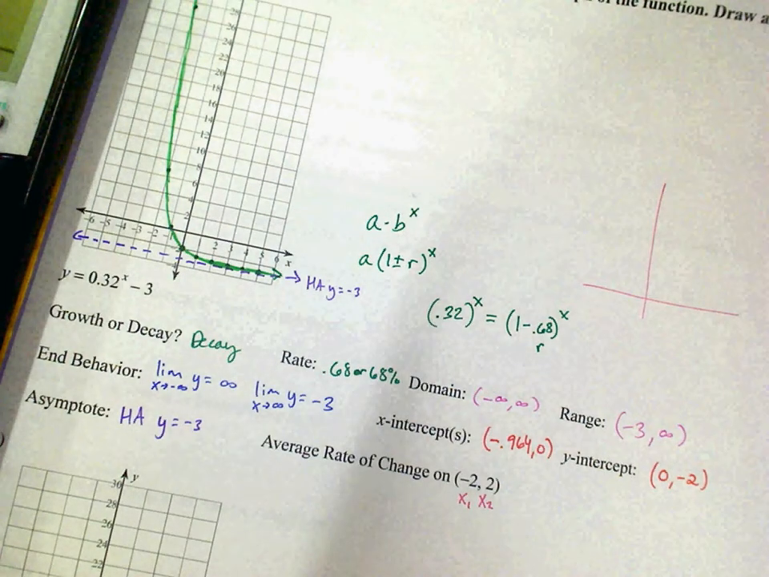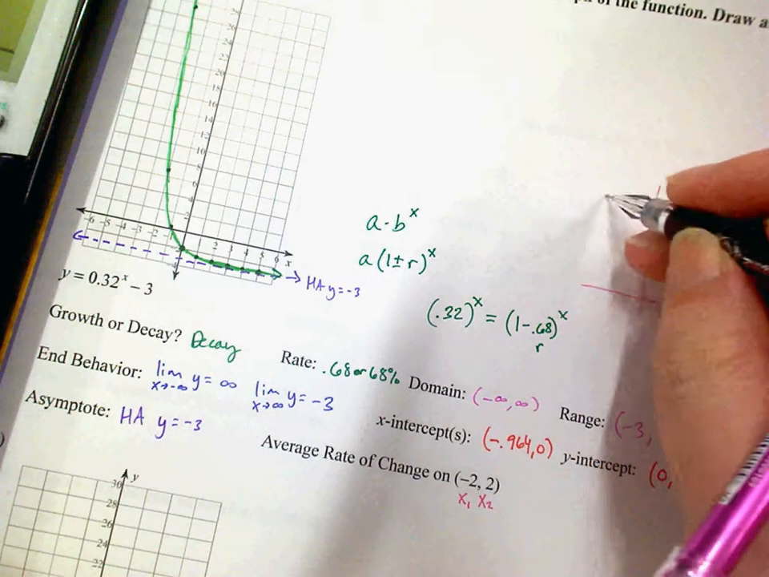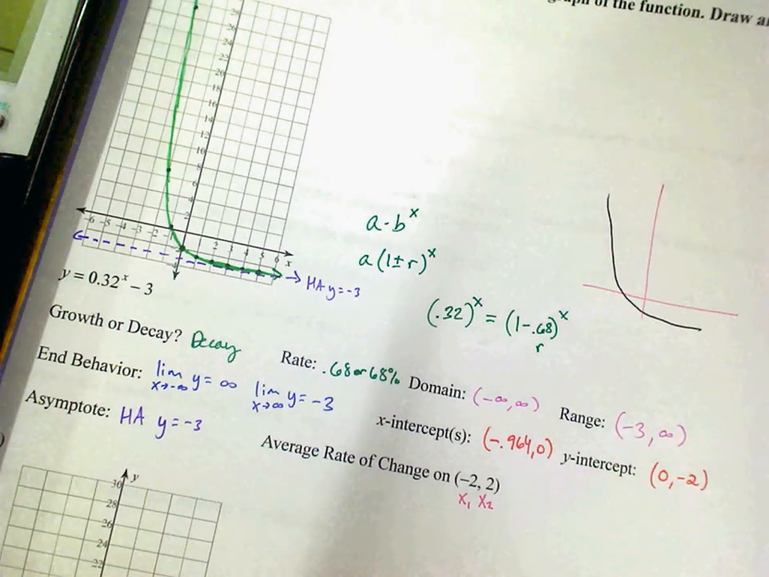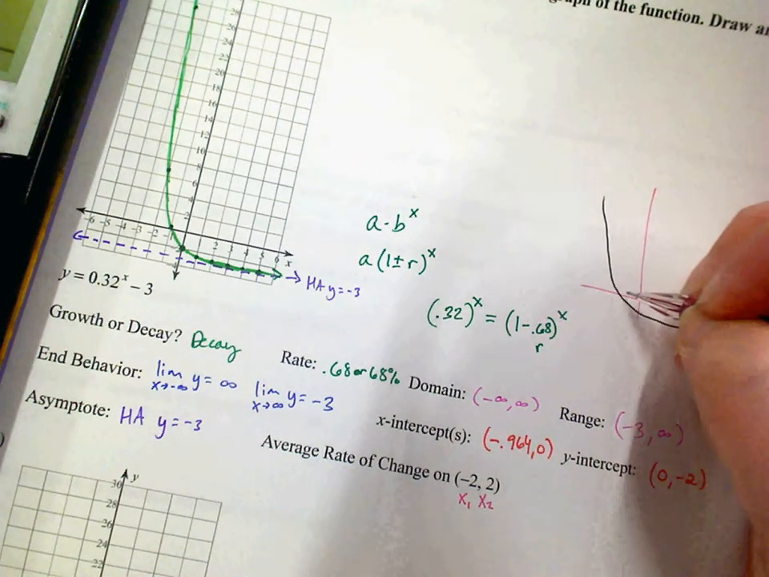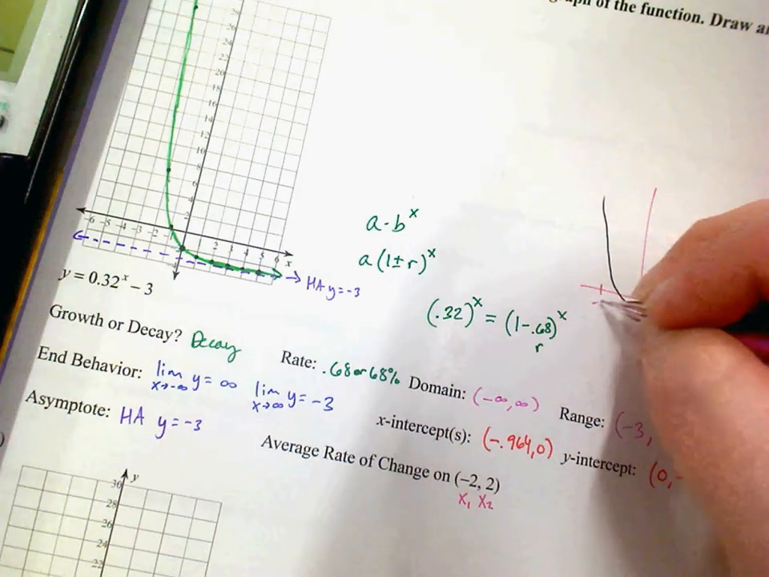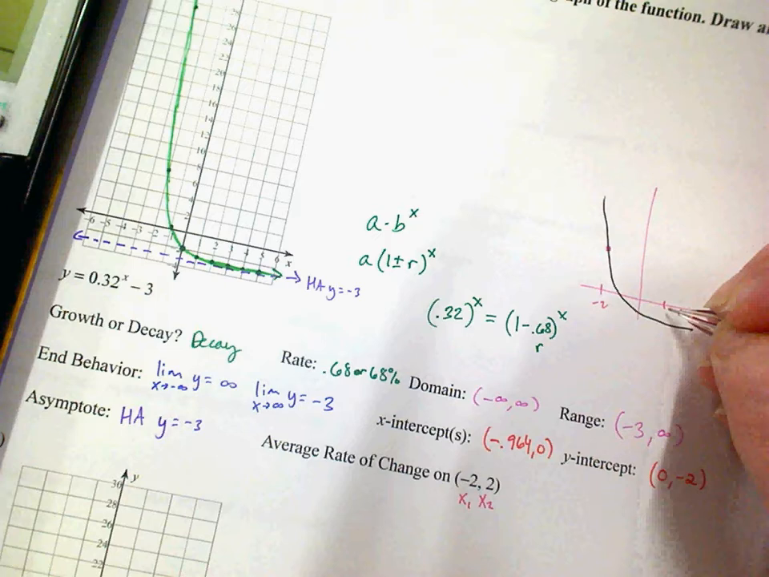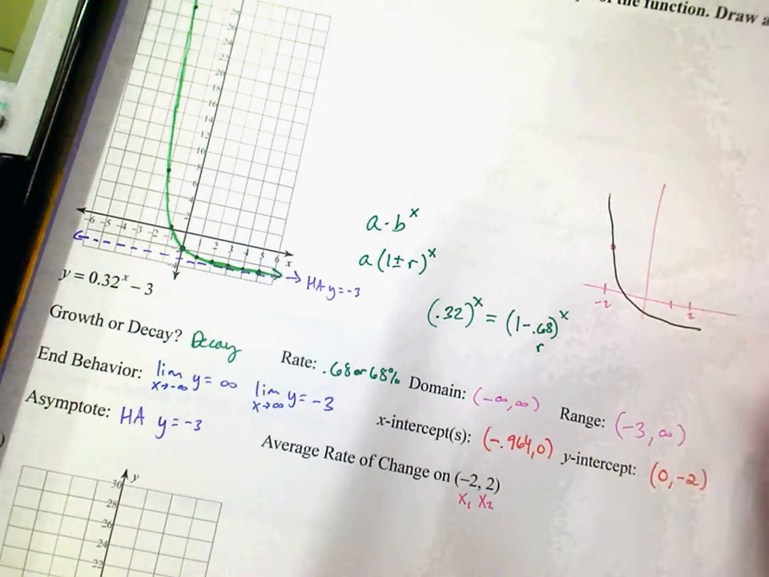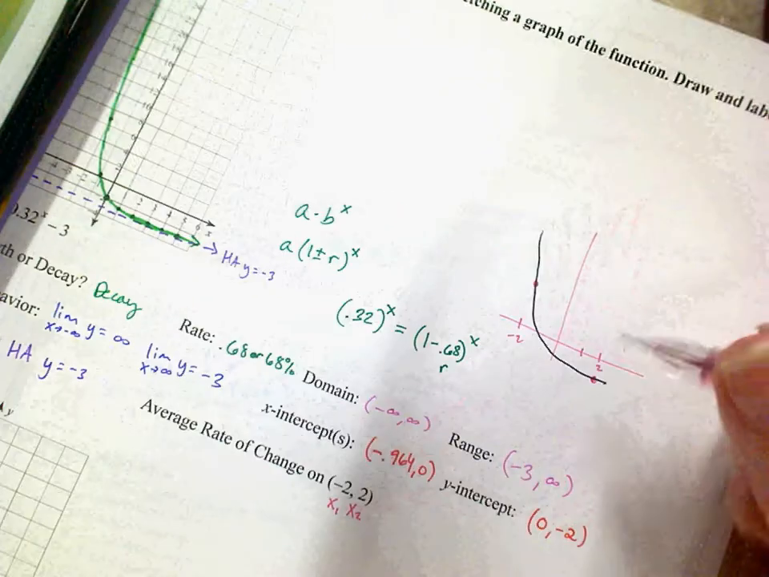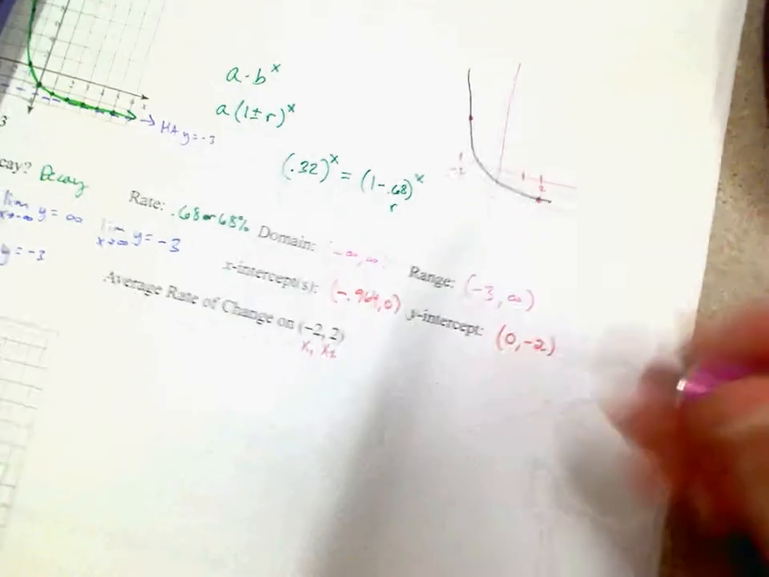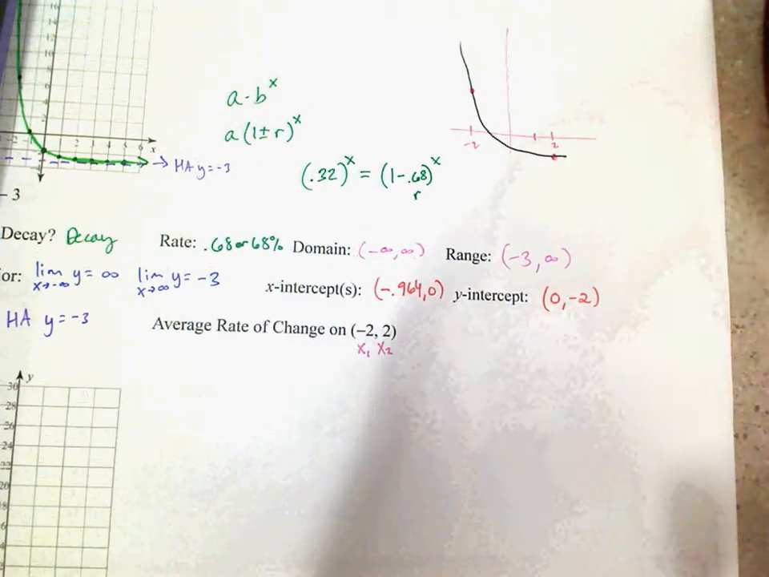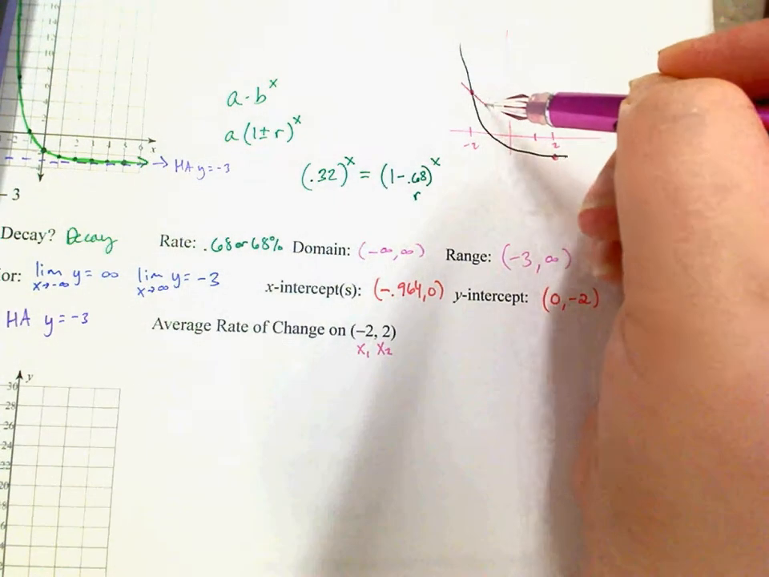So let's say here's my curve. What I want you to do is say this is -2. This is the point there. And this is at +2. When I say average rate of change, I'm actually asking you to find the slope between these two points. So I'm asking you to find this slope.